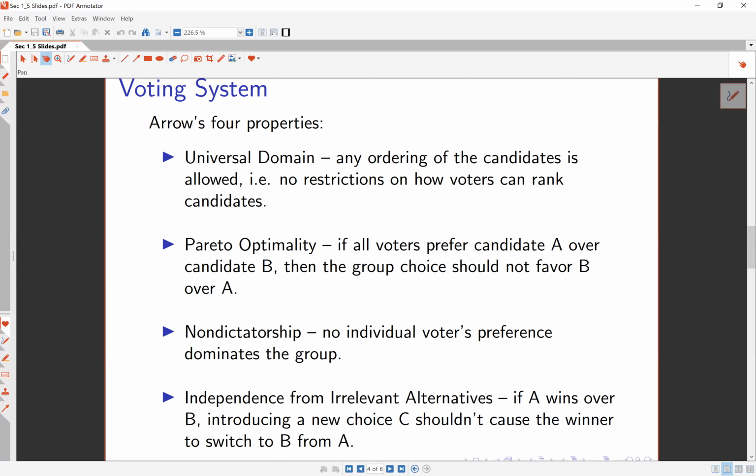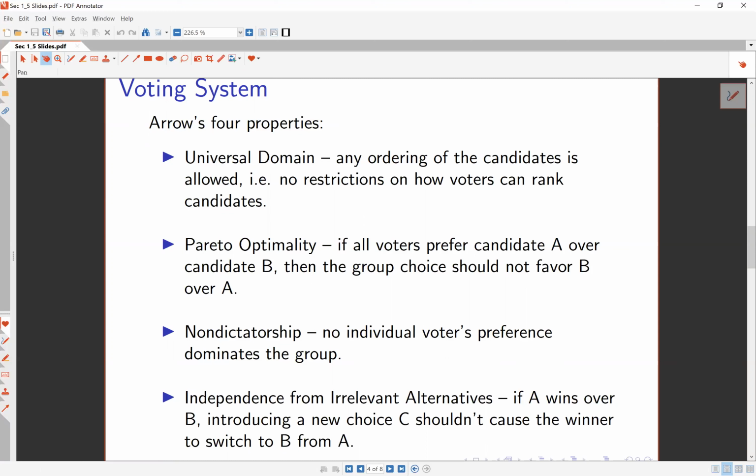No one says to you, you cannot take candidate A and rank them third. If there are 3 slots, you can rank candidate A in first place or second place or third place. There are no restrictions.